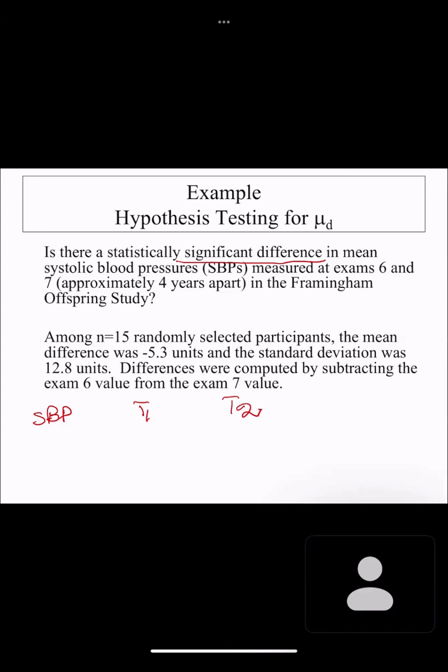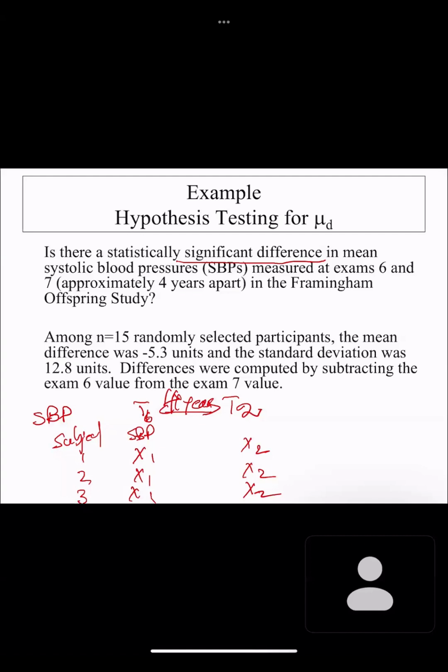Time 1 is exam 6, and then after 4 years I measure time 2. Here is SBP for subject 1, 2, 3, and then I'm looking at X1, X2, X1, X2, X1, X2. So I want to see if there are differences in mean systolic blood pressure measured between those two time periods, 4 years apart.